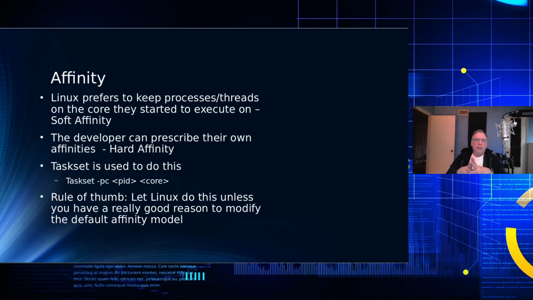So the rules are: the Linux scheduler prefers to keep processes and threads on the same core in which the initial execution began. That's called soft affinity. Yes, the Linux scheduler can change its mind, and that's why it's called soft, and that depends on the system load and the priority of other applications that are running in your space.